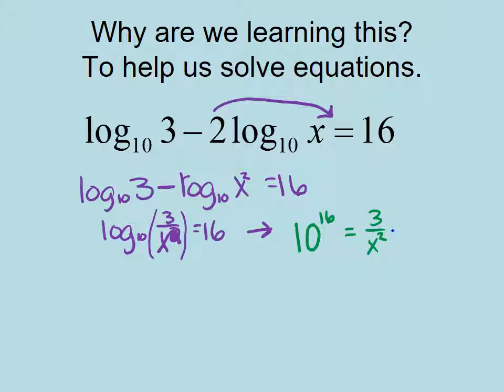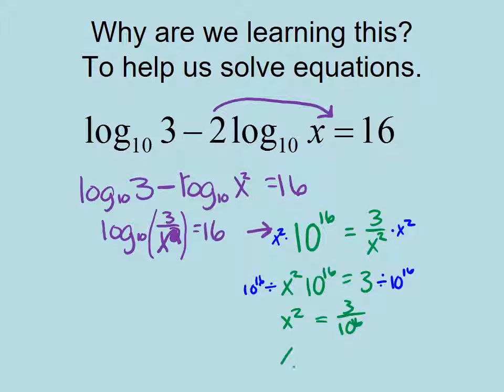I'm going to multiply both sides by x squared. I now have x squared times 10 to the 16th equals 3. I'm now going to divide both sides by 10 to the 16th. My goal is to get that x by itself. I have x squared equals 3 over 10 to the 16th. And the last step to get x by itself would be to square root. So x equals the square root of 3 over 10 to the 16th.